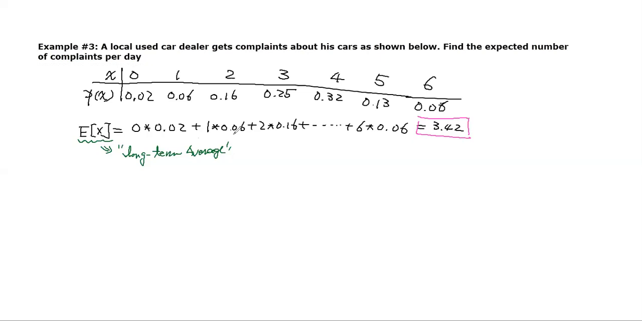Sometimes you get 3, sometimes you get 4. Then there is a very, very rare chance you will get 6. Also a very, very rare chance you will get 0. That means on average, you will get 3.42 complaints. That's what we mean by the expected value. Of course, you cannot get 0.42 of a complaint. That's just the average here.